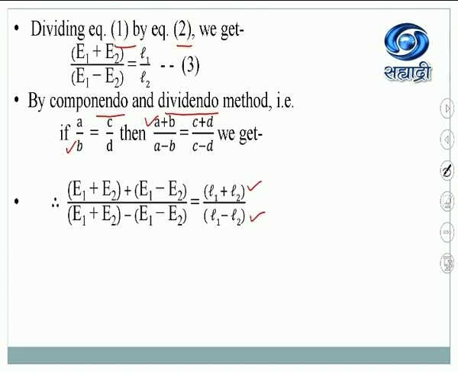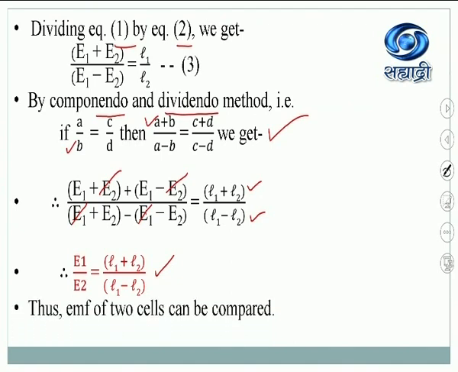From where did we get this? By using this relation. So when we do this, what will happen here? E1 plus E1 will be 2E1. The E2 will get cancelled. Here E1 minus E1 gets cancelled. So this will be 2E2. So we get 2E1 upon 2E2, that is E1 upon E2 equal to L1 plus L2 upon L1 minus L2. So with this equation, we can compare the EMFs of the two cells by using the sum and difference method.